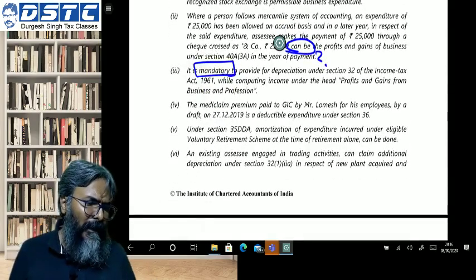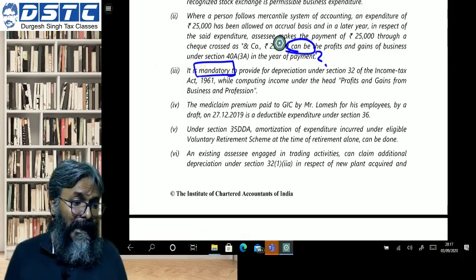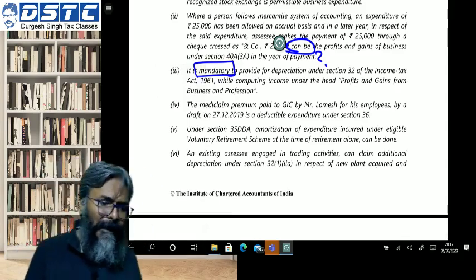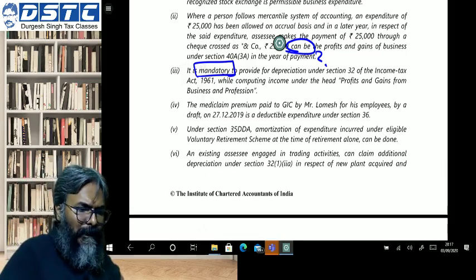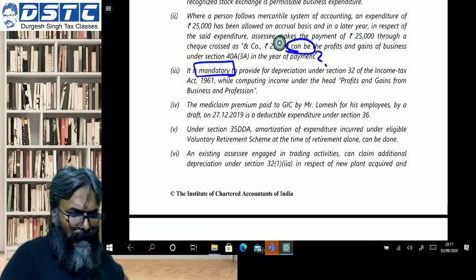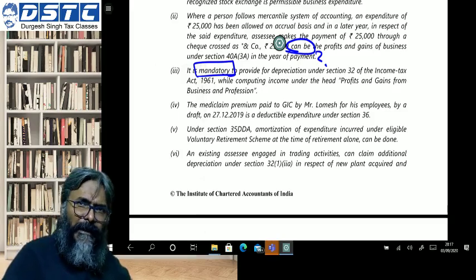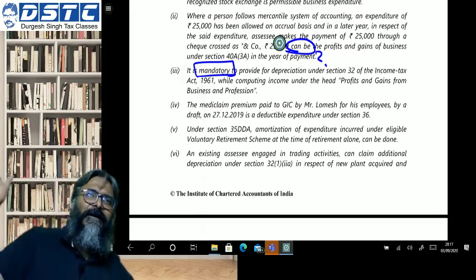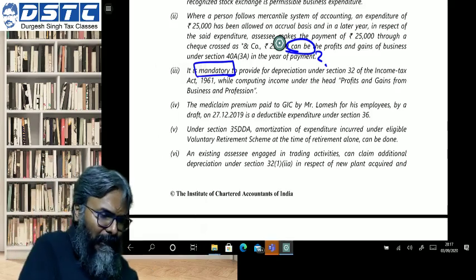Point number 5, under section 35 DDA, amortization of expenditure incurred under the eligible VRS at the time of retirement alone can be done only when he retires. There is no such question at all. Under 35 DDA, it is allowed as deduction. In this regard, in the year in which it is paid. So yes, in the year in which it is paid plus 5 years. The allowance would be for 5 years period. So that is one thing which would be there in this regard.